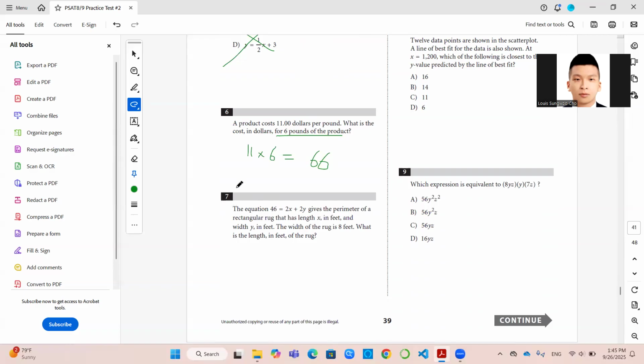The equation 46 equals 2x plus 2y gives the perimeter of a rectangular rug that has length x in feet and width y in feet. The width of the rug is 8 feet. What is the length in feet of the rug? So I have all even numbers here, right? So I can divide all of it by 2. So it becomes x plus y is equal to 23. Width is 8, so we're given that here.